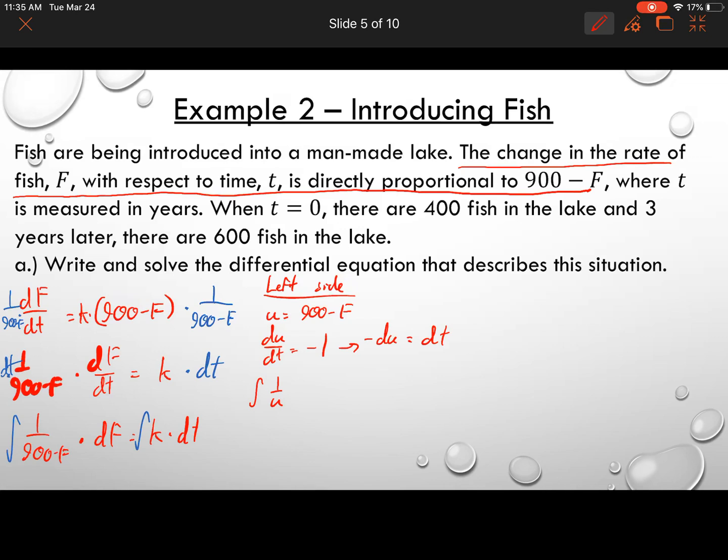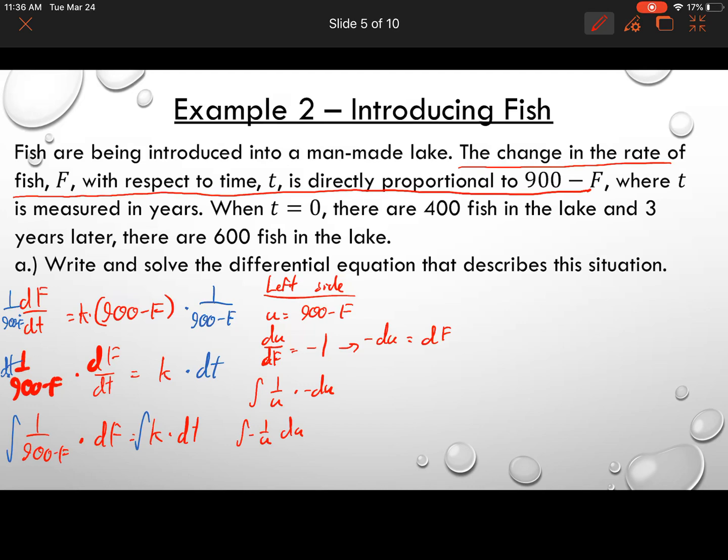Whoops, did I do something wrong here? It should be df, not dt. I apologize. You've got to make sure your derivatives are right. So this is df, and this is df. So 1 over u times df is just negative du. So now that's the same thing as the integral of -1 over u du.